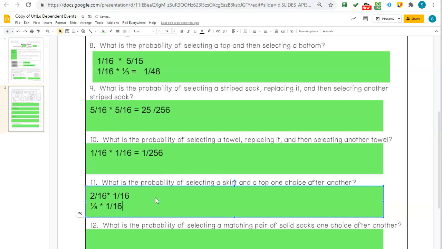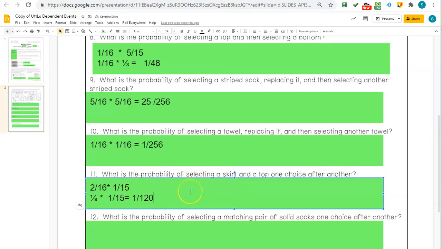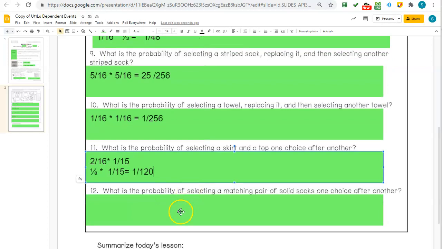Oh! Did you catch my mistake? We're not replacing it. It's 1 out of 15 this time. We did not put the skirt back. Alright? So 1 times 1 is 1. And then 8 times 15 is 120. If you didn't know that, that's okay. But you should be able to work it out by practicing your multiplication.